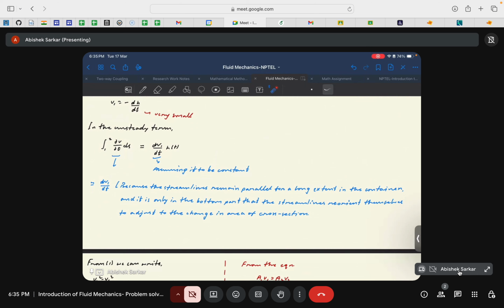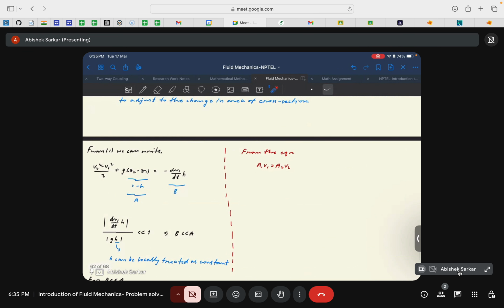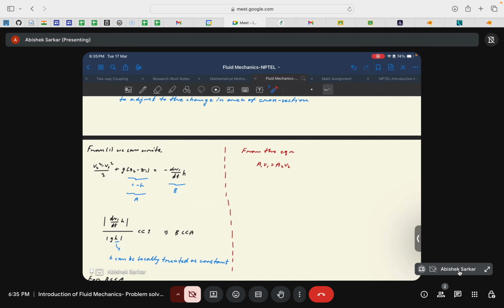Now let us substitute all these terms back into our original equation. From the unsteady form of the Bernoulli equation, we will have (v2 square minus v1 square) by 2 plus g (z2 minus z1) is equal to minus dv1/dt times h. And we know that z2 minus z1 will be equal to minus h. Let us consider these two terms to be a and b.